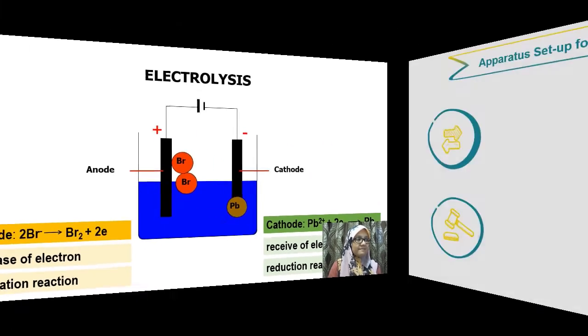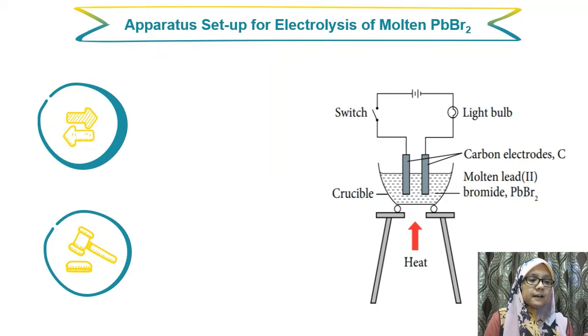See the exact apparatus setup for this experiment. Electrolysis of molten lead(II) bromide. The lead(II) bromide is added into the crucible until half filled, and then two carbon electrodes are immersed into the solid lead(II) bromide. Both of the carbon electrodes are connected using connecting wires to a light bulb, switch and battery.